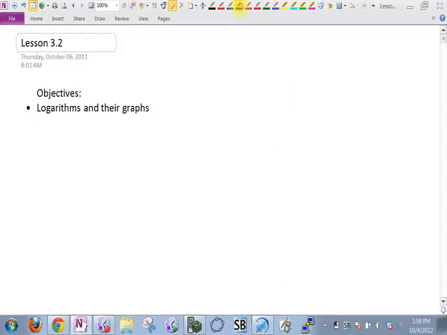Okay, let's look at a function. How about the function f of x equals 3 to the x? What's f of 2? 9. What's f of 4? 81.